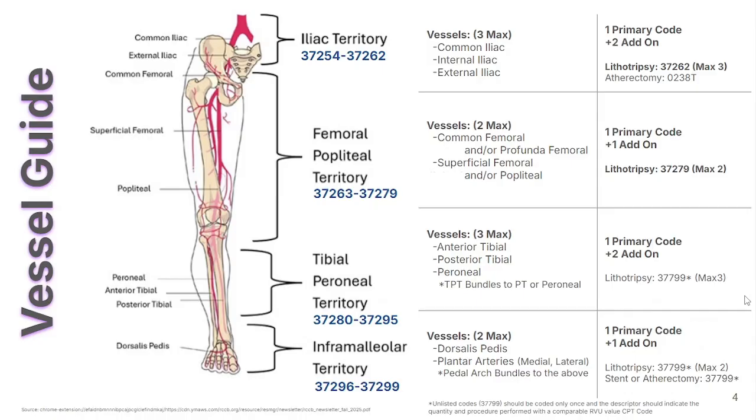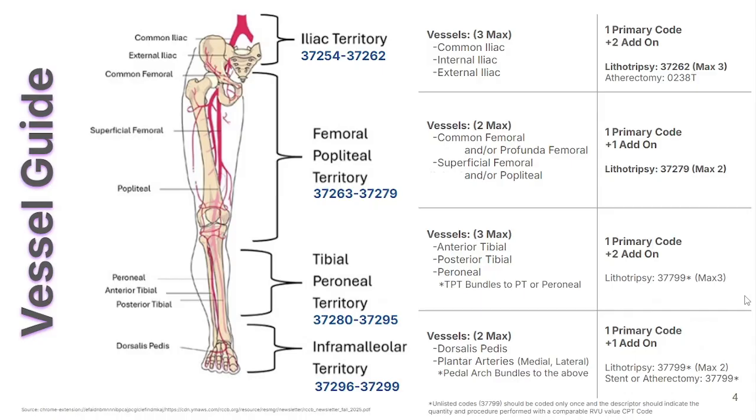The inframalleolar territory has a maximum of 2, and the vessels that they're using for coding are the dorsalis pedis and the plantar arteries, which is the medial and/or the lateral. Now the pedal arch bundles to one of the above vessels, so if it's treated as a lone artery, then you can code that as your primary code.